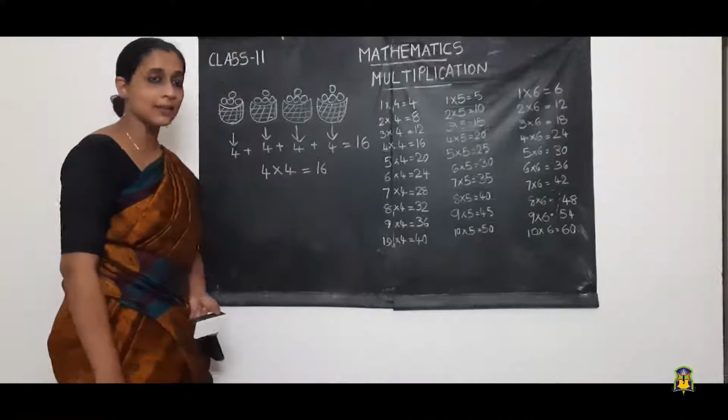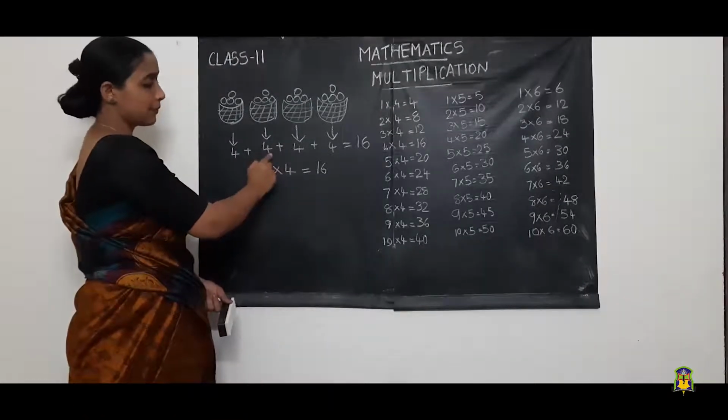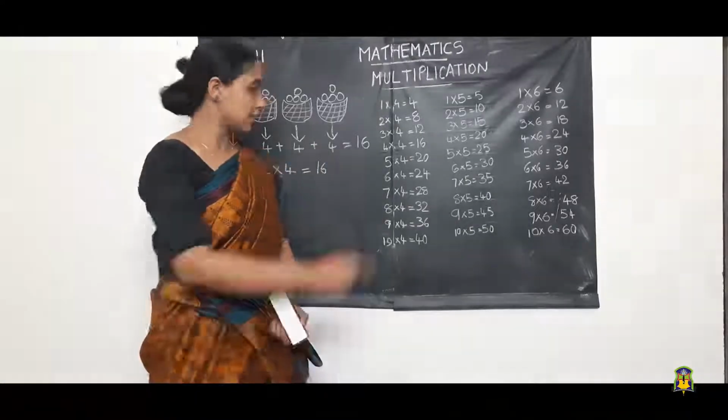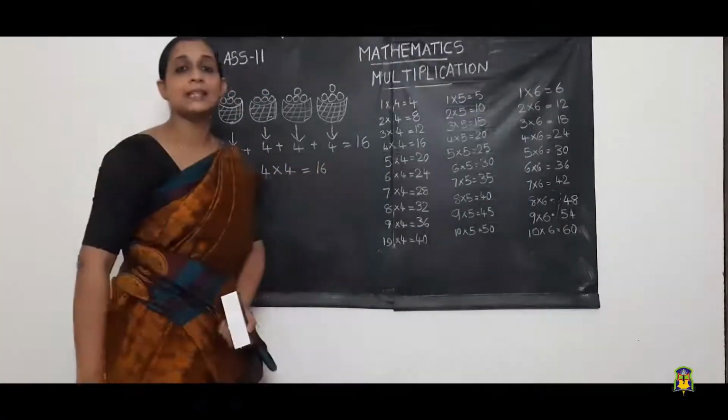And how many oranges are there in total? 4 plus 4 plus 4 plus 4. We have learned addition, right? So calculate, it will be 16.